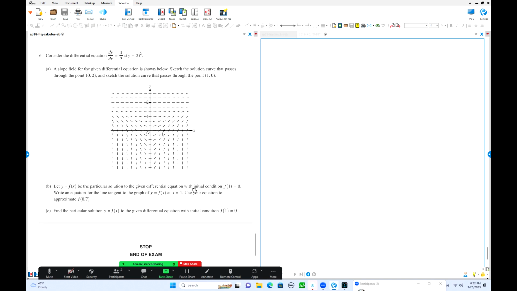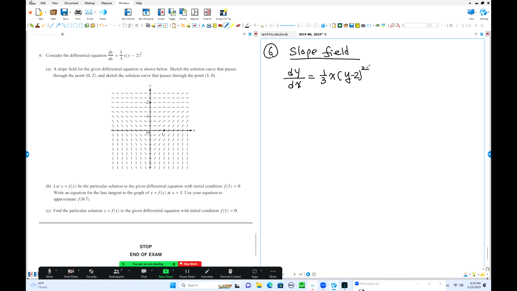Number 6, slope field. So the differential equation over here, dy/dx equals 1/3 x times (y minus 2) squared, okay? A slope field for the given differential equation is shown below. Sketch the solution curve that passes through what? 0, 2. The initial condition is given, right? Sketch the solution curve that passes through 1, 0, okay?